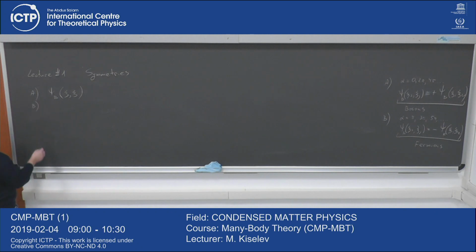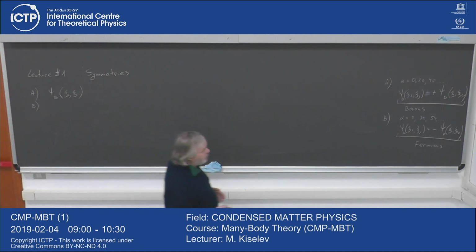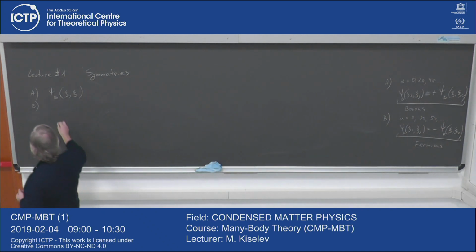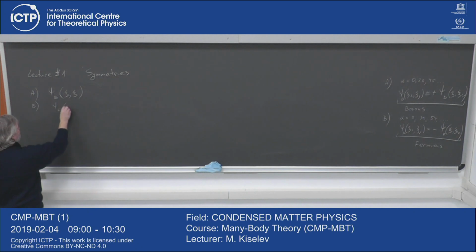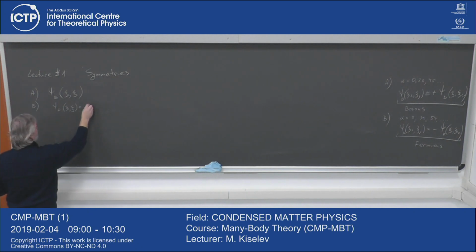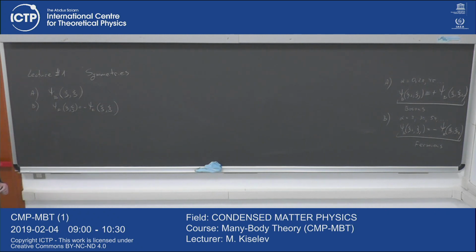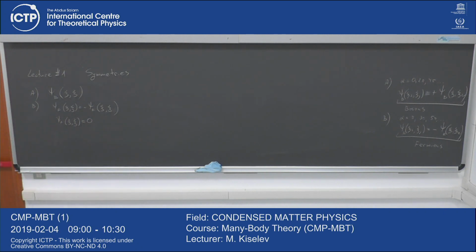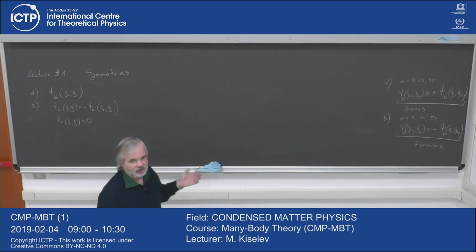In contrast to that, if we put two arguments of the fermionic wave function being equal, we come to the equation psi(ψ, ψ) equals minus psi(ψ, ψ), which has an obvious solution: the function is equal to itself with a minus sign only when the wave function is 0. So psi(ψ, ψ) is equal to 0. Which means that for fermions we cannot have the very same set of quantum numbers.